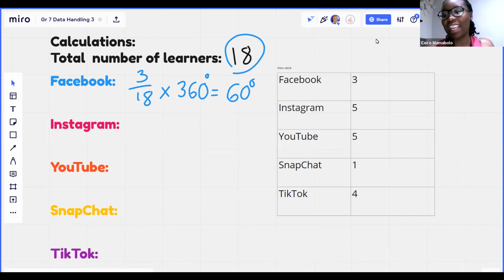If I'm not getting any hands, I'm going to have to pick on a couple of you. Pumuzile, can you help us here? How do we solve for this? I see Yandisa's laughing at Pumuzile. Pumuzile, how do we calculate for Instagram degrees?